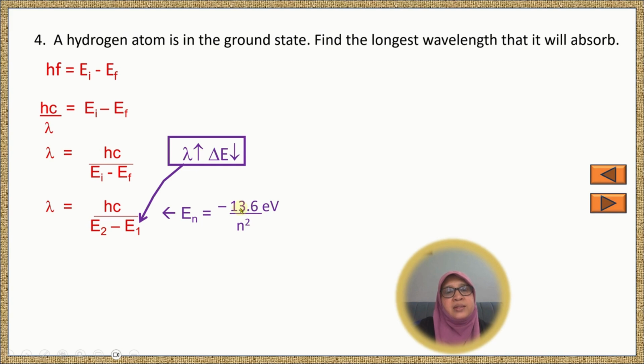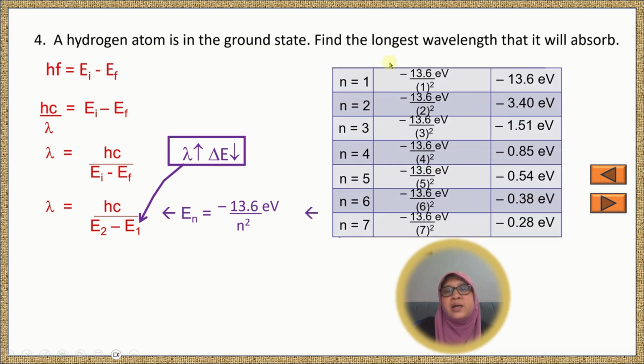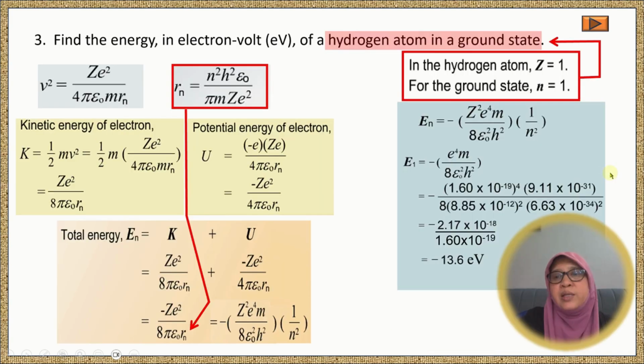So we calculated the ground state energy as 13.6 electron volt in the previous question. This is n equals 1 at the ground state. Calculated already in electron volt, we get negative 13.6 electron volt. So we go back to equation 3 just now. Here we calculated negative 13.6 electron volt in the ground state.